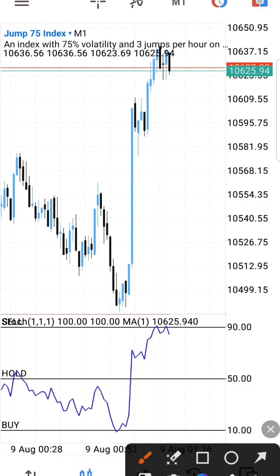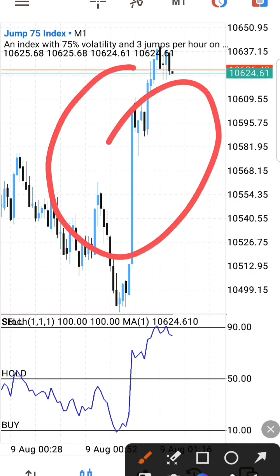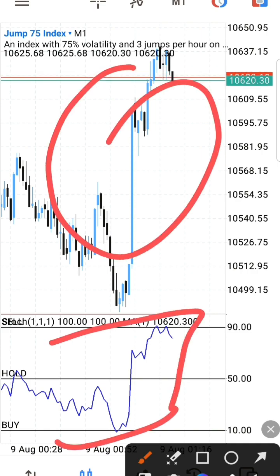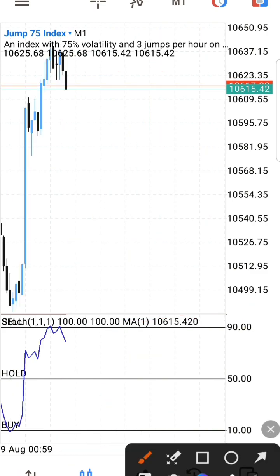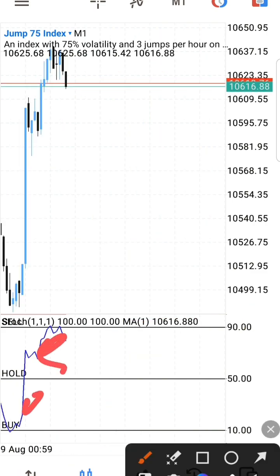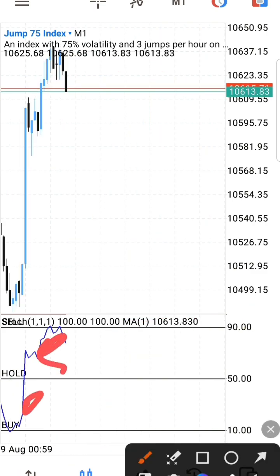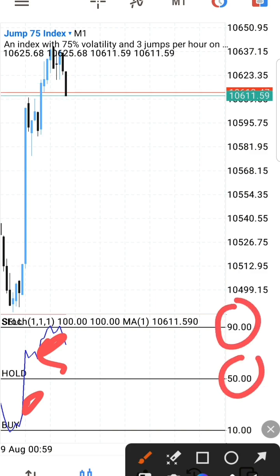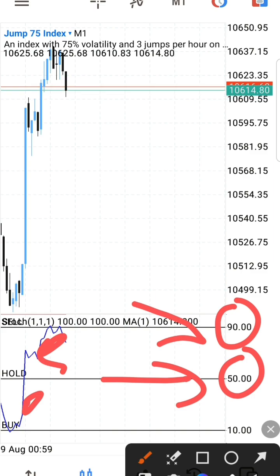So at this moment we are on the chart, and this is the main chart. This one is our indicator windows. What we see here in blue is our moving average, and this is our stochastic accelerator. Here we have the level 50, and then we have the level 90, and here we have the level 10.